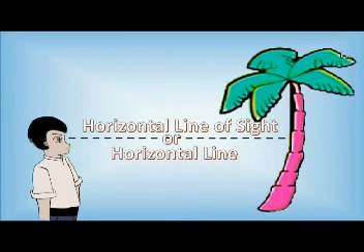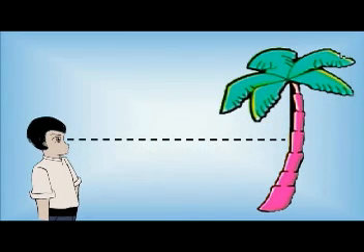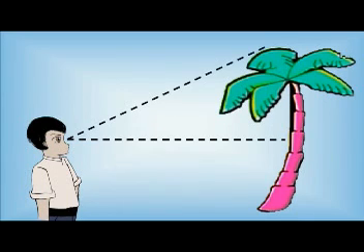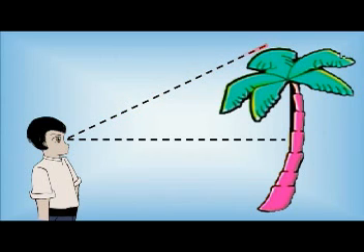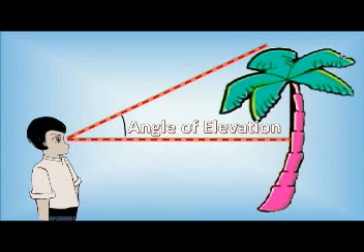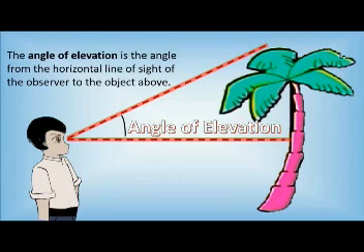Now, if the boy is looking at the top of the tree, the line is drawn from the eye to the top of the tree. This is the line of sight. We see that this line of sight makes an angle with the horizontal line. This angle is the angle of elevation. The angle of elevation is the angle from the horizontal line of sight of the observer to the object above.